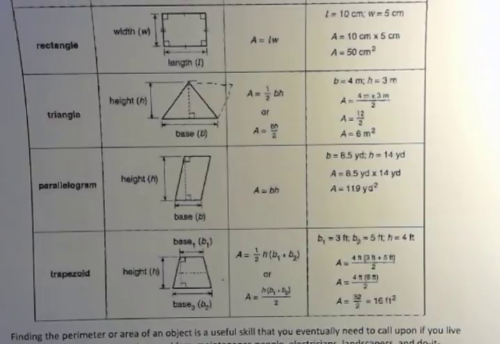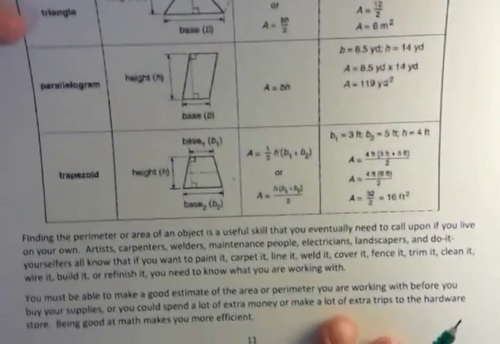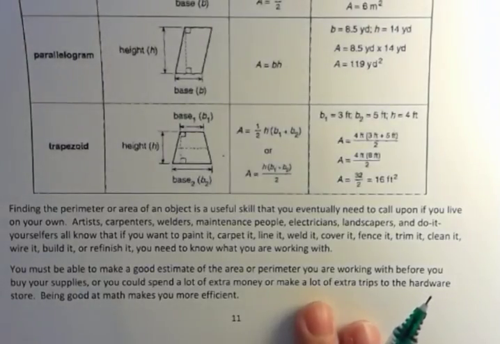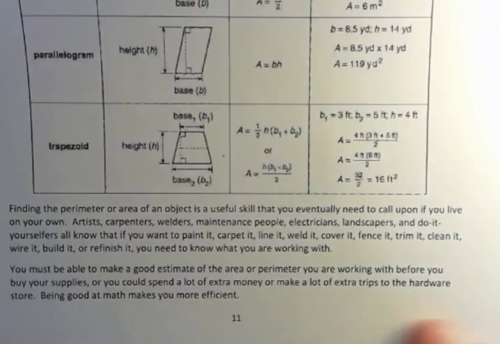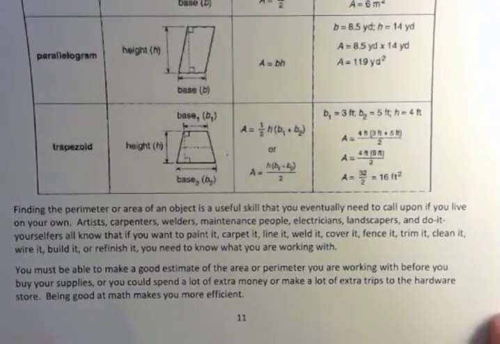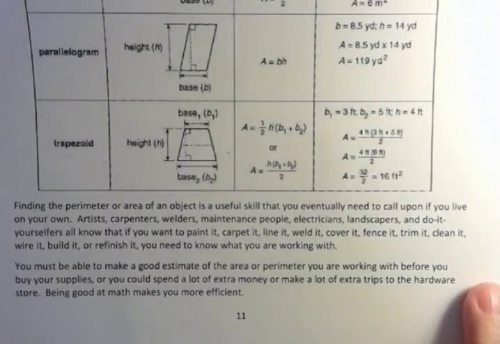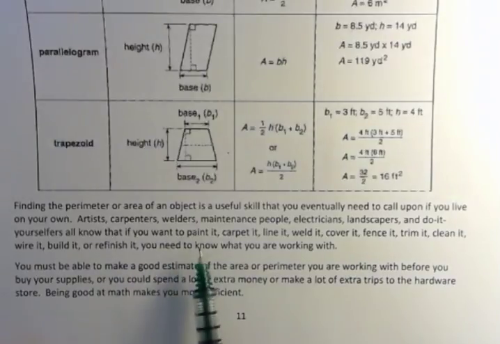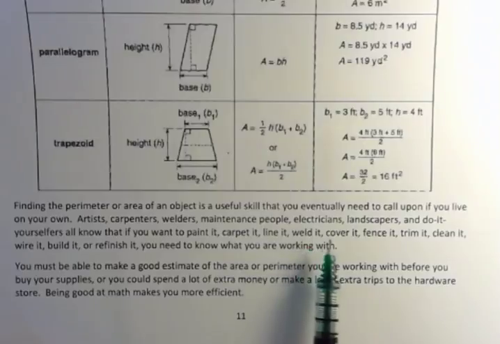Okay, well, finding the perimeter or area of an object is a useful skill that you eventually need to call upon if you live on your own, whether you live in an apartment or a house or a trailer, like a mobile home type of thing. You need to fix something or do something, and you're eventually going to need perimeter or area skills. Artists, carpenters, welders, maintenance people, electricians, landscapers, do-it-yourselfers, anybody who wants to paint it, carpet it, line it, weld it, cover it, fence it, trim it, clean it, wire it, build it, or refinish it is going to need to know what they're working with.